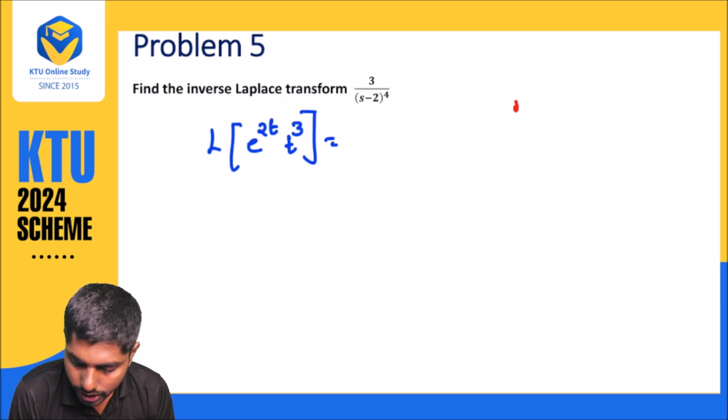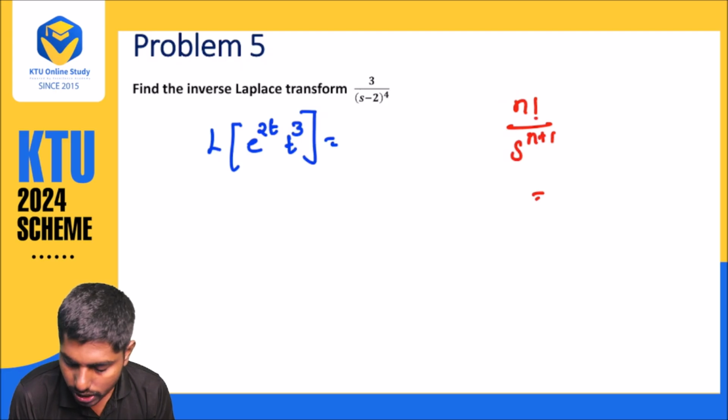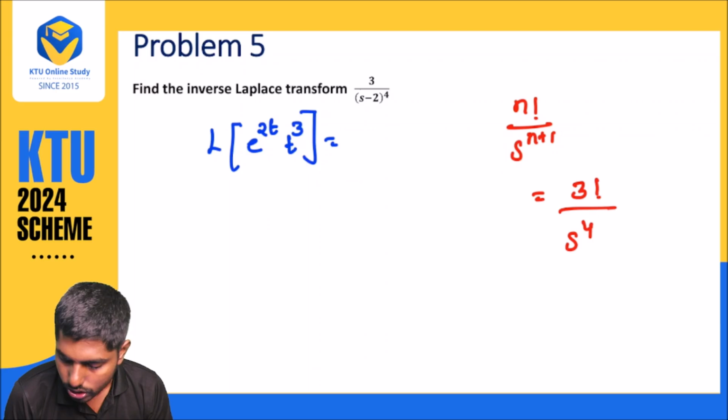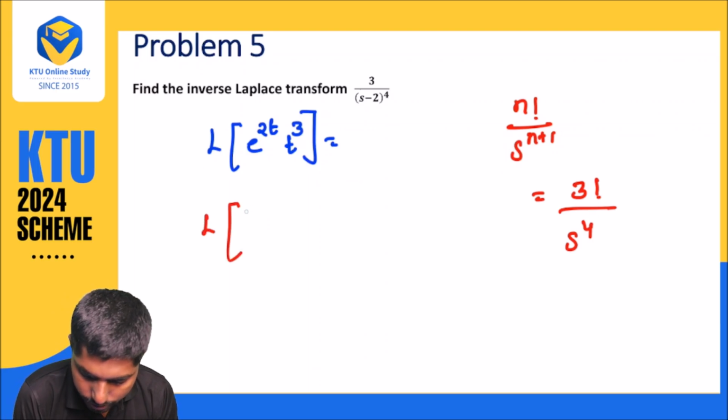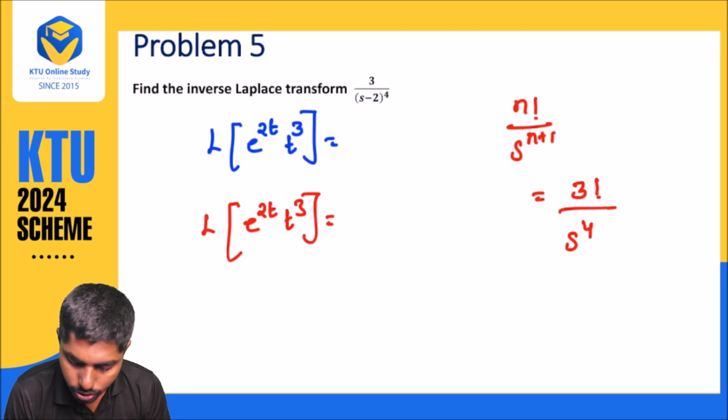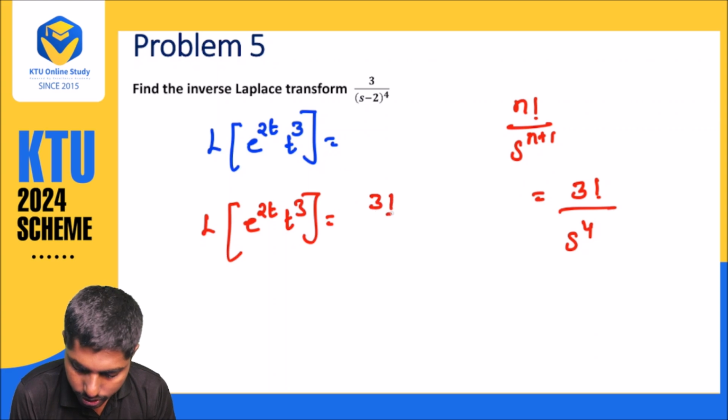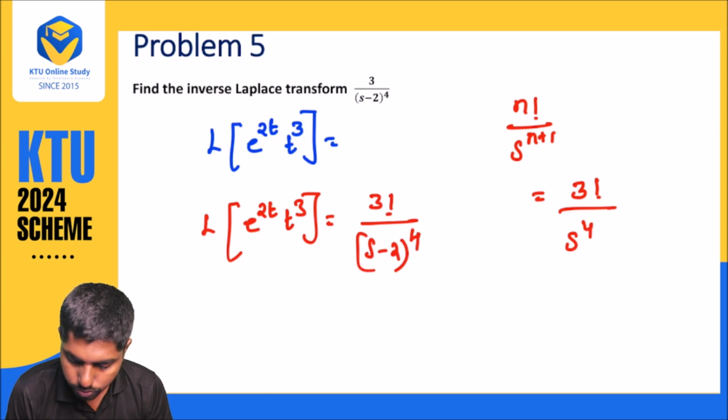We know that L of t to the n is n factorial divided by x to the power n plus 1, that is 3 factorial divided by x to the power 4. Here e to the power t is there, so L of e to the power 2t t cube will be 3 factorial divided by (x minus 2) the whole power 4.